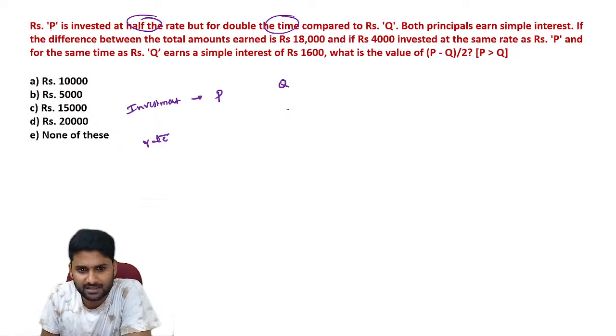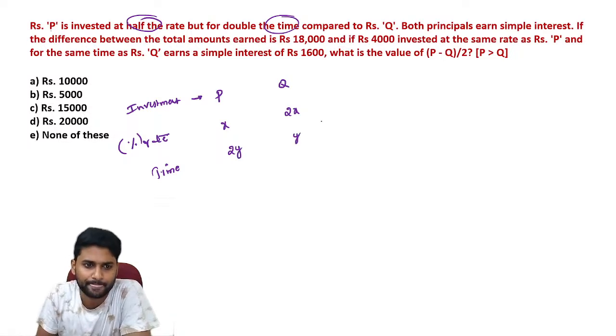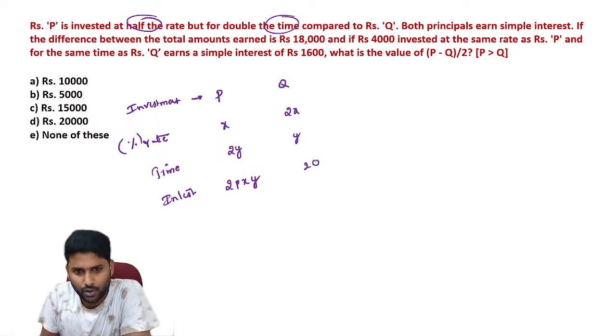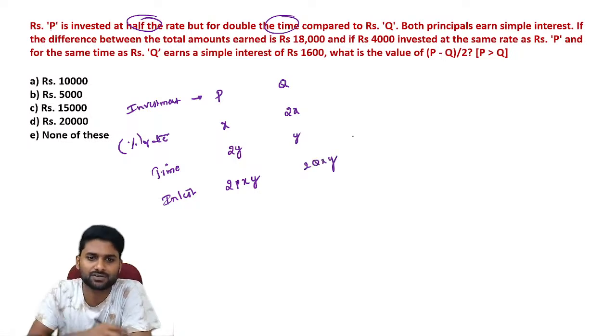Let us take that this is 2x, this is x. So the rate is in terms of percentage, right? What about the time? They mention that it is double. Let's take 2y and y. See what about the interest they got? So this is all about 2p x y, and this is also 2q x y. So this is all about interest.